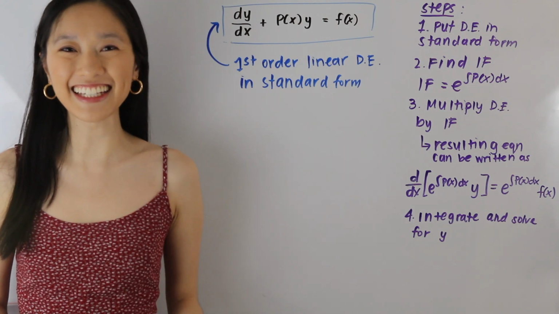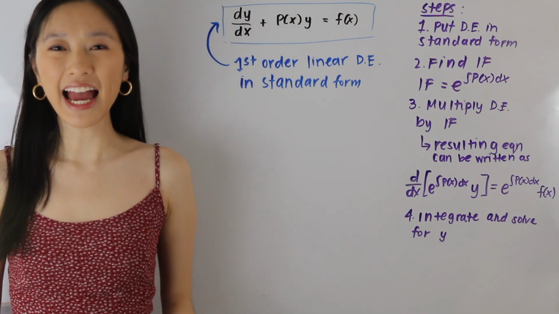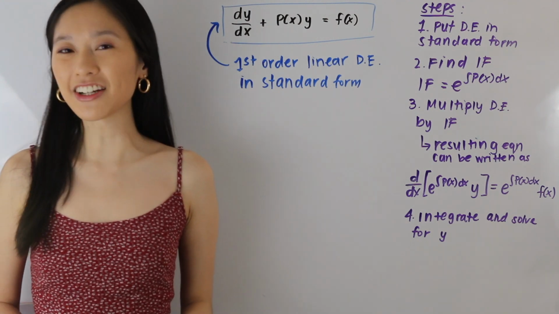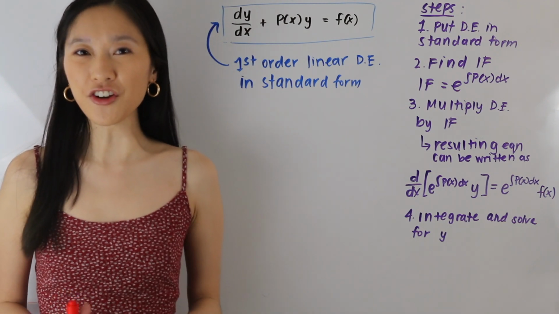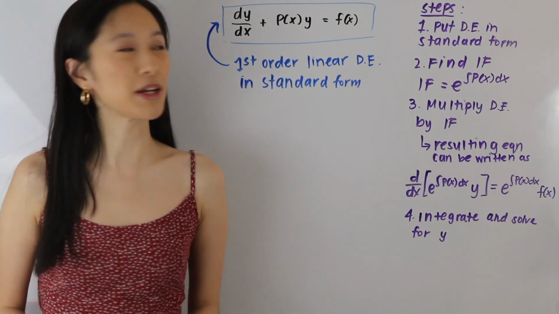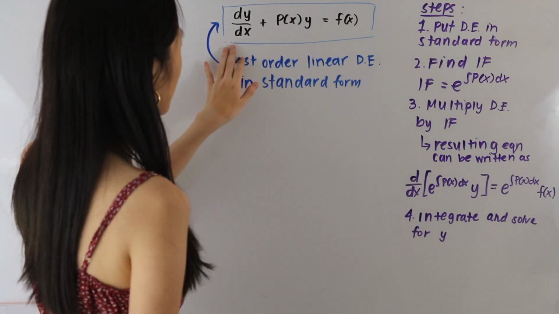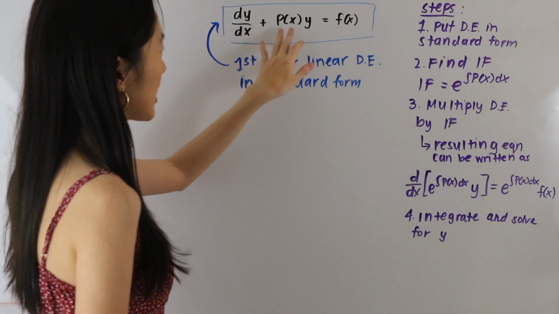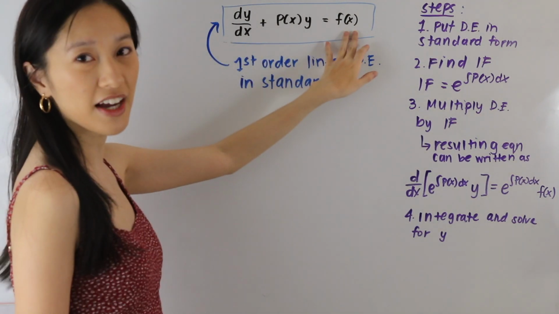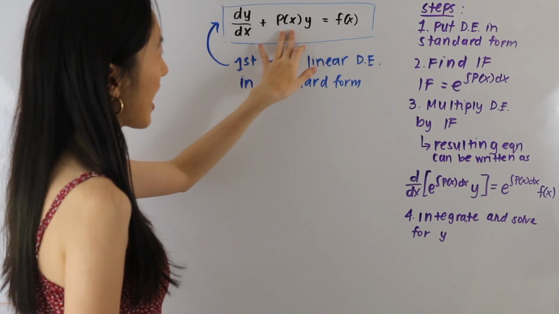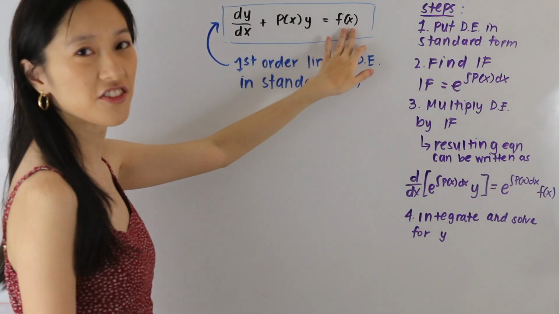Hi guys, Janine here, and in today's video we are going to be learning how to solve a first order linear differential equation. So a first order linear differential equation can be written in the following form. So we have dy over dx plus p of x times y is equal to f of x, where p of x is just a function of x and f of x is just another function of x.